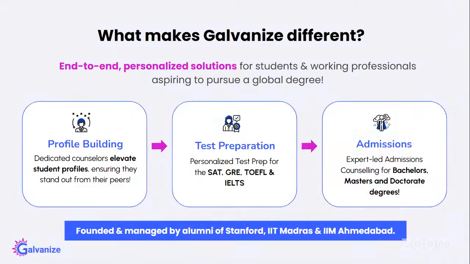And to give you a short brief about Galvanize Global Education, we are end-to-end solution providers for all your study abroad needs. How we stand unique from other people is we start with profile building, test preparation, and admissions with the student interest first concept. Unlike others who just send you to universities they work with, we send you to the best fit universities. That is how we are different, founded by alumni of Stanford, IIT Madras, and IIM Ahmedabad, with the vision of transforming the way students get into the best universities.